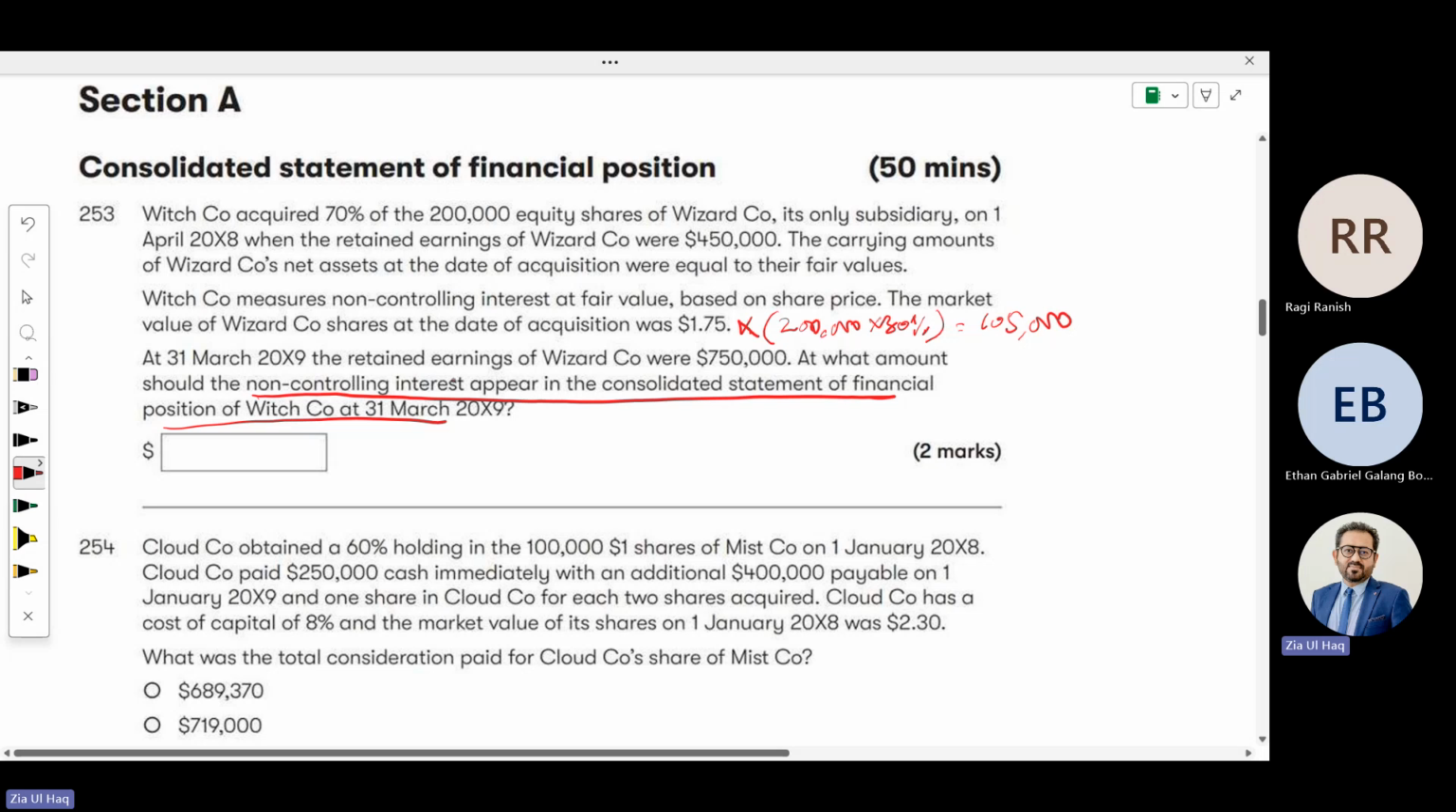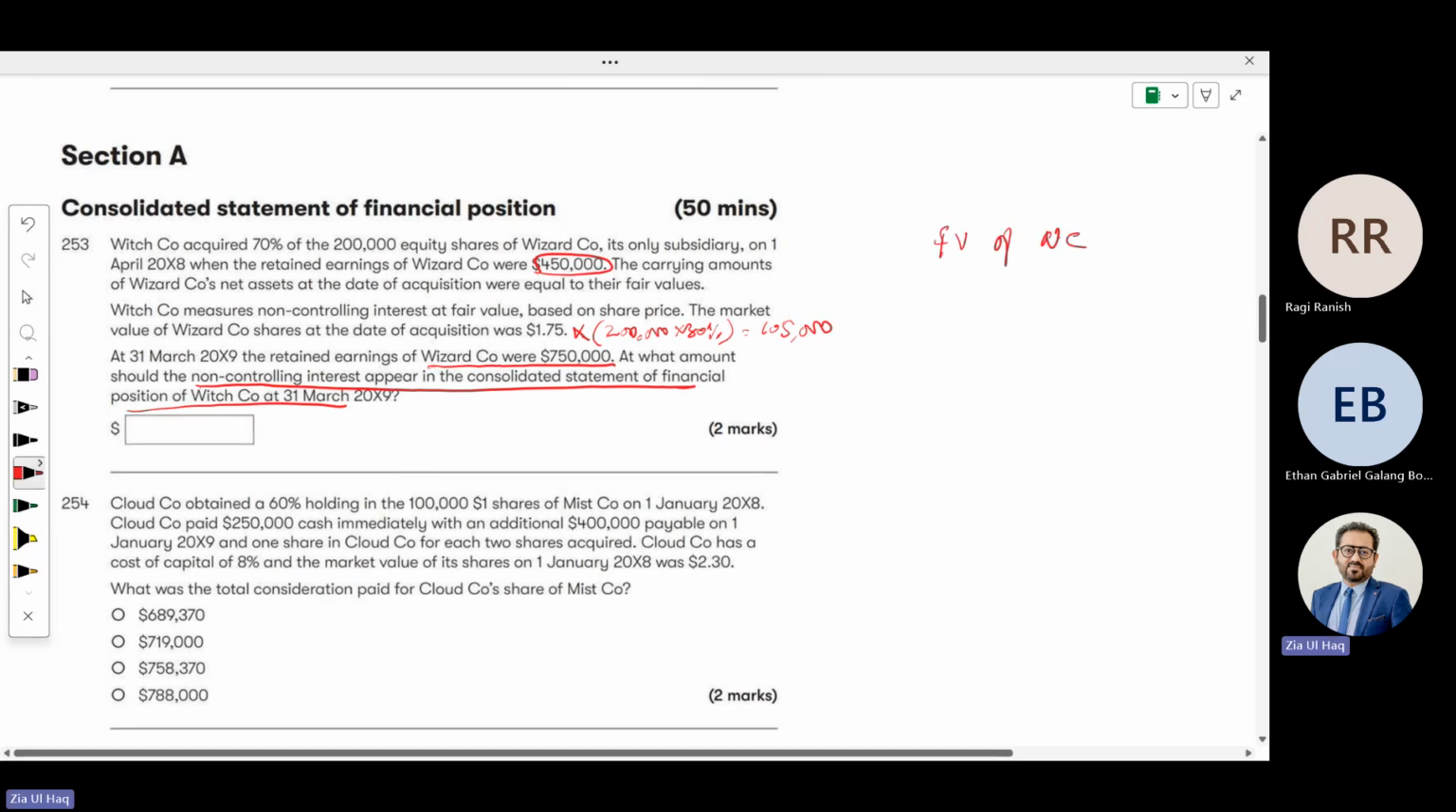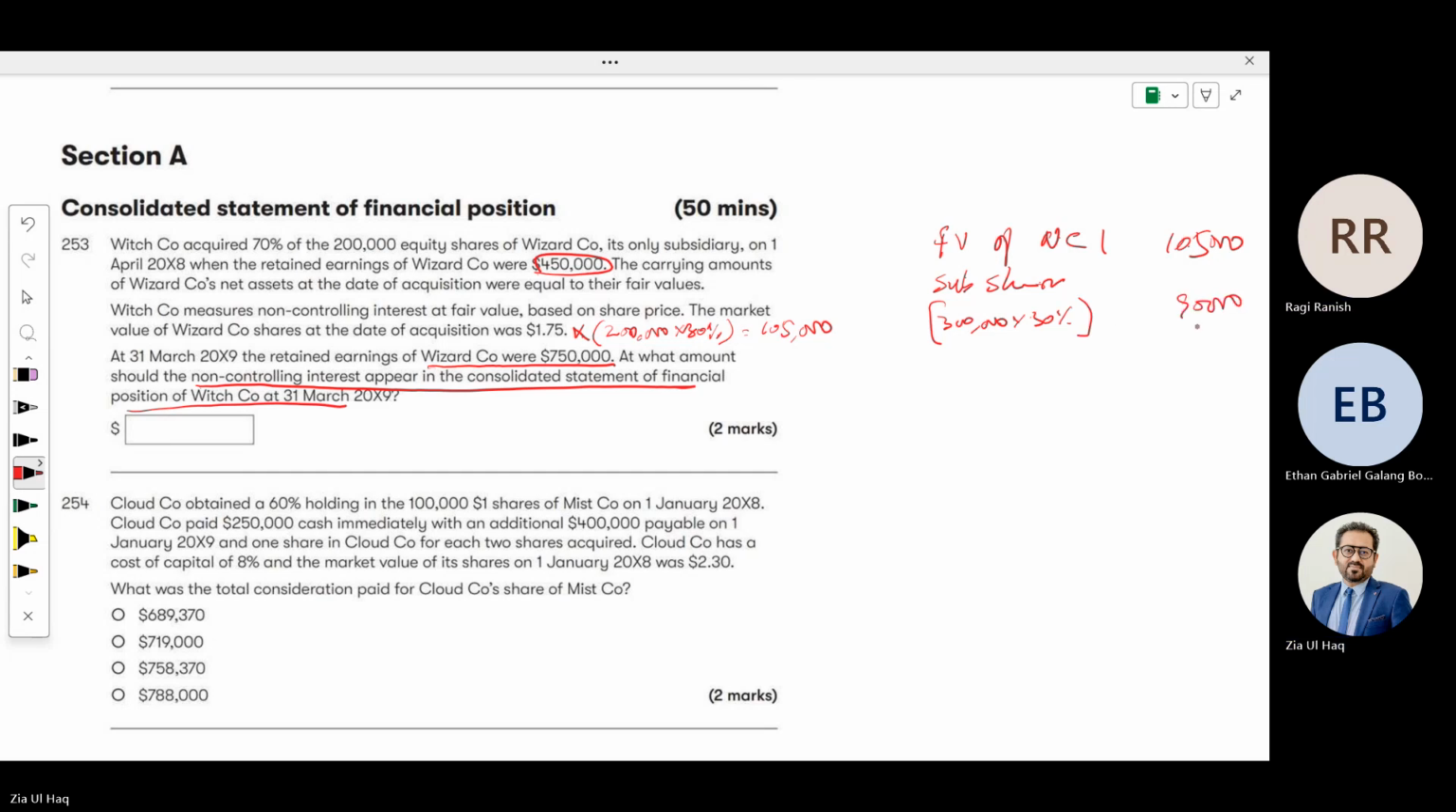What is the value? 105,000. Okay. So at 31st March 20X9, at year end, retained earnings of the subsidiary were 750. What was it at the start? 450. How much is the difference? 300,000. Out of that 300,000, what is the percentage of non-controlling interest? 30% subsidiary share. So we calculate the fair value of the non-controlling interest, 105,000, and the subsidiary profit share, 300,000 multiplied by 30%, that is 90,000. So altogether 195,000. Take a break. After the break, we will cover the remaining.